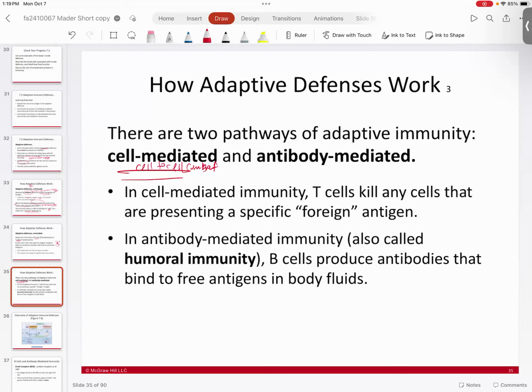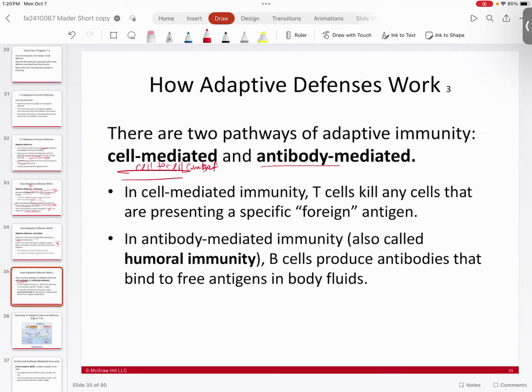So if you want to think about it in terms of like the war analogy, cell-cell combat is kind of like hand-to-hand combat, right? Like kind of like we used to do back in the old days before we invented guns and things like that, where warriors would have to charge into battle and they would have to meet each other face to face with their swords drawn and that sort of thing. And then you would have to kind of do battle hand to hand and person to person. And that's kind of what cell mediated is like.